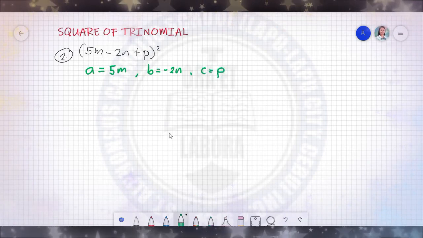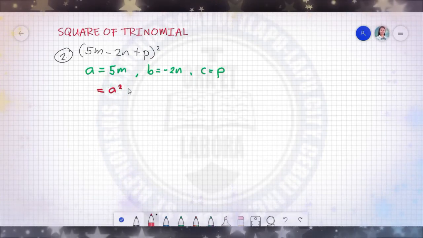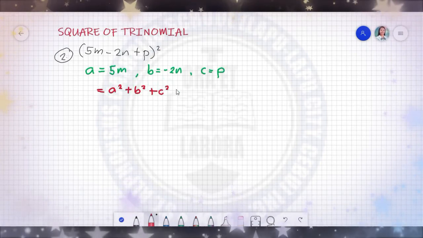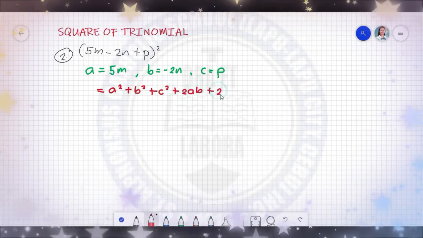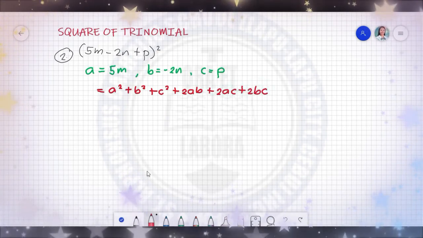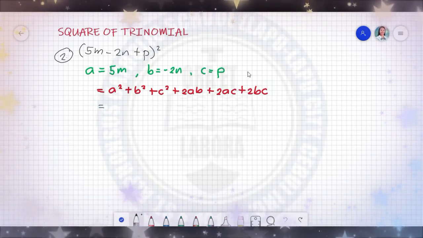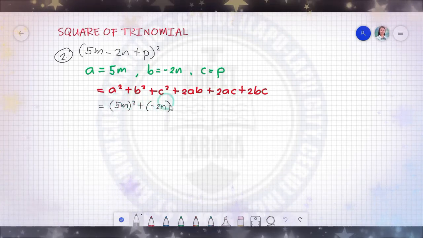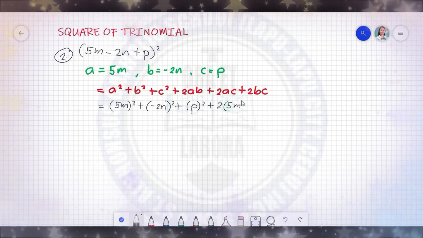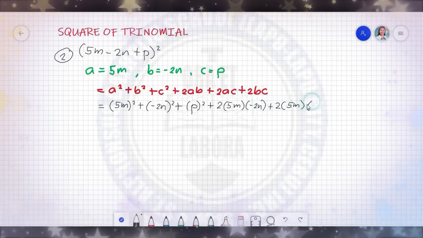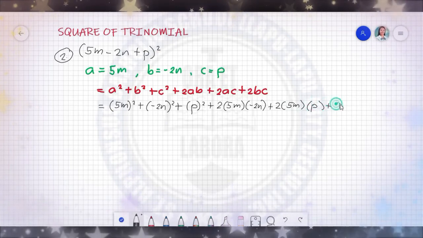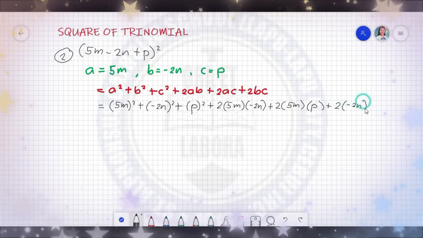And the second step, you need to write first the pattern, which is a² + b² + c² + 2ab + 2ac + 2bc. And you need to substitute the given to the pattern. So the pattern is (5m)² + (-2n)² + p² + 2(5m)(-2n) + 2(5m)(p), and lastly 2 times (-2n) times p.